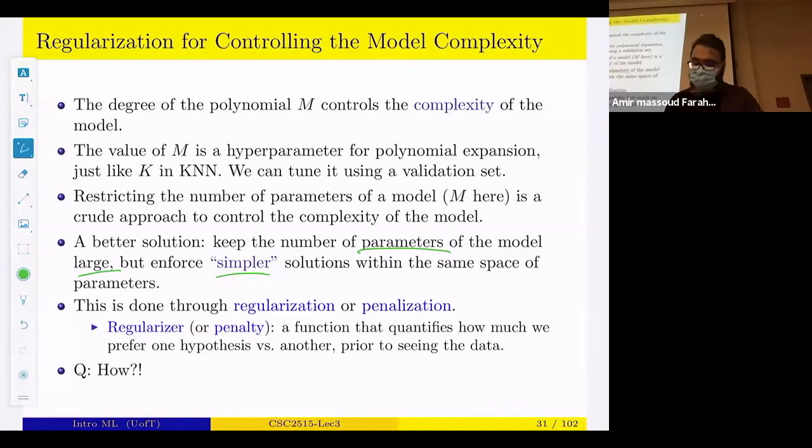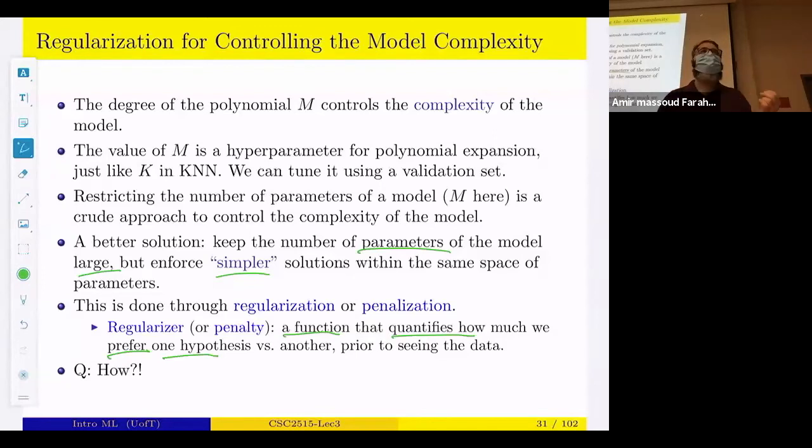So essentially we can interpret what the regularizer is doing, and I'm going to talk about what the actual regularizer looks like. But the idea is that it's a function that quantifies how much we prefer one hypothesis or one set of weight parameters. So I'm using hypothesis as equivalent to the model or the parameters described in the model. So how much we prefer one of them versus another before seeing the data.